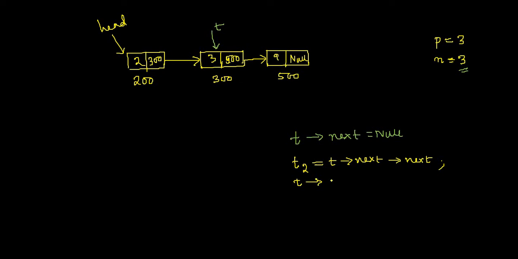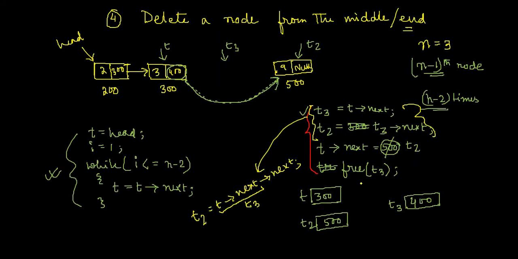So I have written t next equal to t2. And then I have written free t3. Oh, free t3 will not be there in that case, right? Free t3 will not be there. Some other pointer I require before I do that. For example, when you had this pointer, this t2 means this one. So you need one more pointer here. This is actually required.